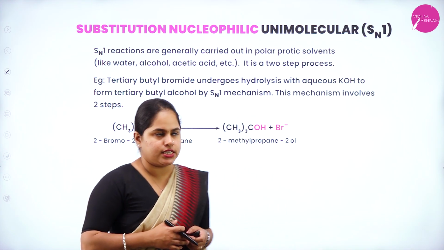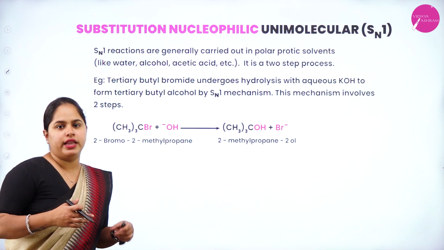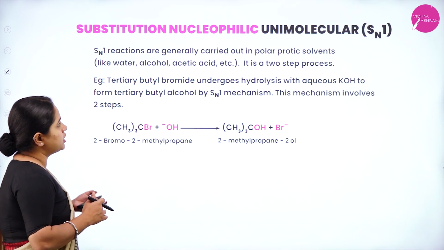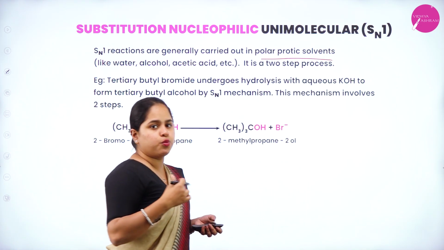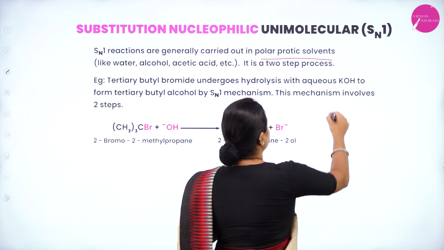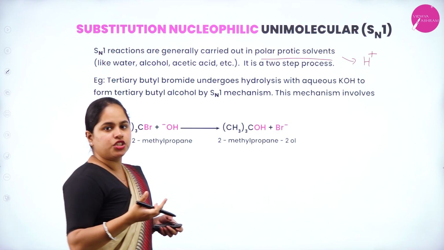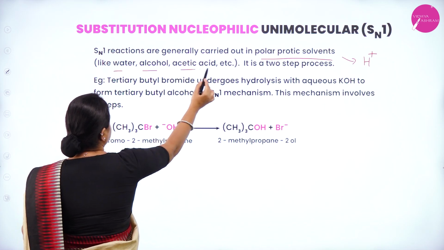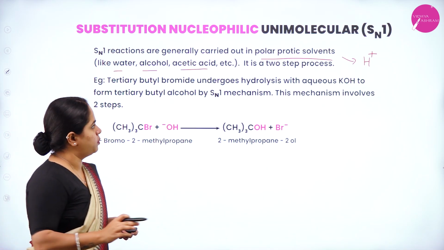Let us understand. Again, SN1 stands for substitution nucleophilic and it is unimolecular. SN1 reactions are generally carried out in polar protic solvents. Now, what are polar protic solvents? Polar protic solvents are solvents which have the ability to release H plus ions. In such conditions, SN1 mechanism will take place. Water, alcohol, acetic acid, all these are examples of protic solvents. They can release H plus.